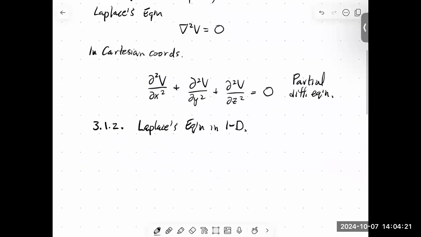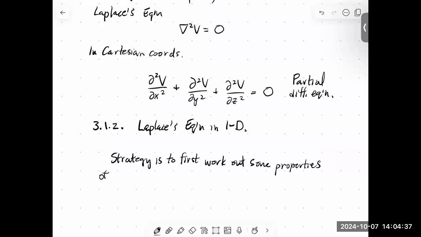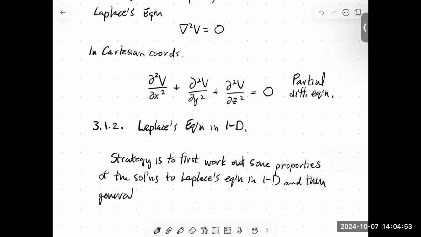Okay, so the strategy is to first work out some properties of the solutions to Laplace's equation in 1D, and then generalize to higher dimensions.